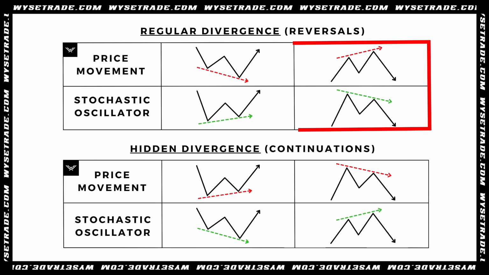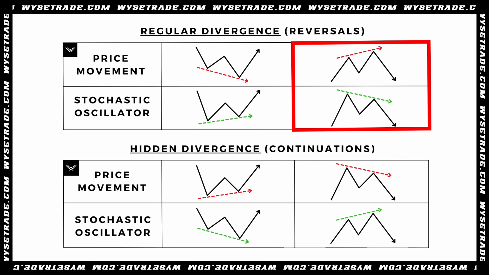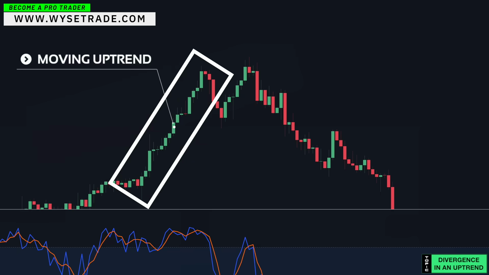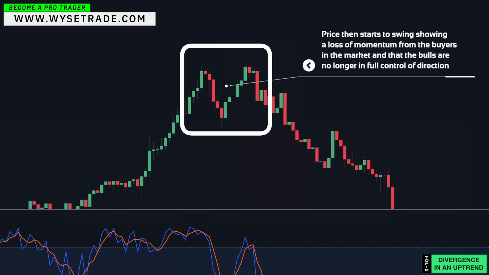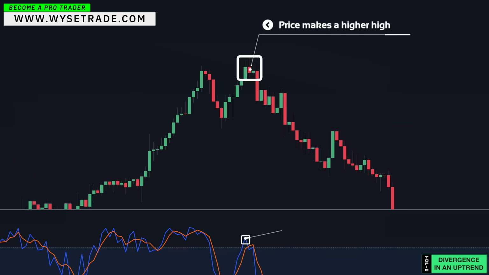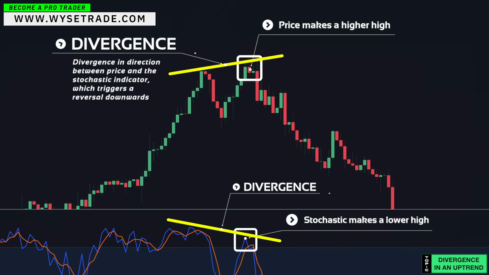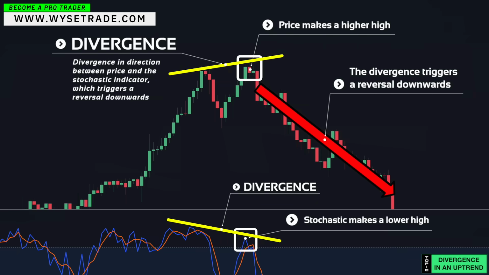Let's first start with regular divergence in an uptrend. You have a moving uptrend. Price then starts to swing, showing a loss of momentum from the buyers in the market, and that the bulls are no longer in full control. Price makes a higher high, whereas the stochastic makes a lower high, which is a divergence in direction between price and the indicator, which triggers a reversal downwards.